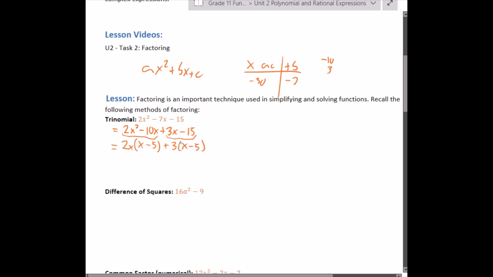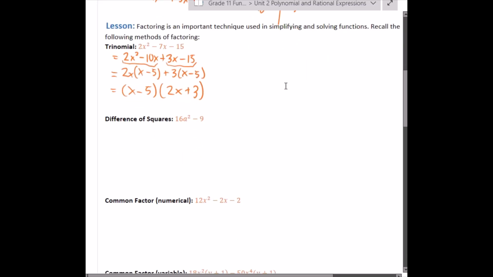The whole goal of this is we want these two brackets to be the same, which then allows us to use the laws of distribution to rearrange this to be x minus 5 times 2x plus 3. So that is factoring a trinomial using the method of splitting up your b value into two different values. Those two numbers also multiply to a and c.